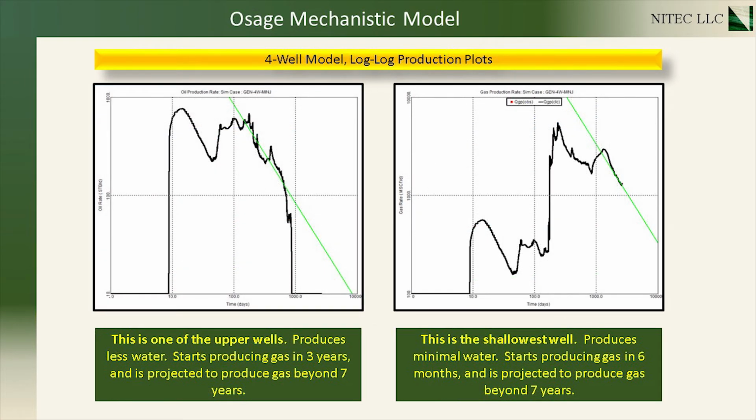Here are log-log plots for the oil on the left and gas on the right for one of the shallow upper Osage wells. Note the erratic nature of the oil and gas rates when viewed in a log-log plot. The highly interconnected nature of the 4-well system renders attempts at RTA-style curve fitting relatively ineffective.